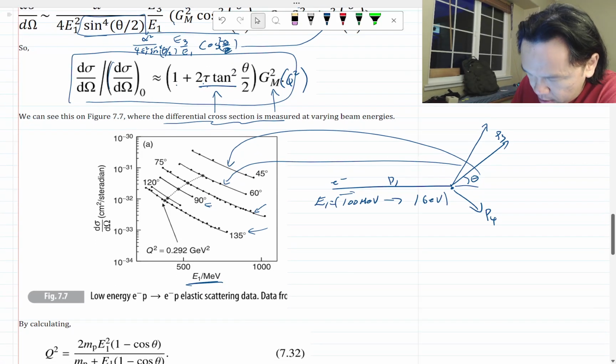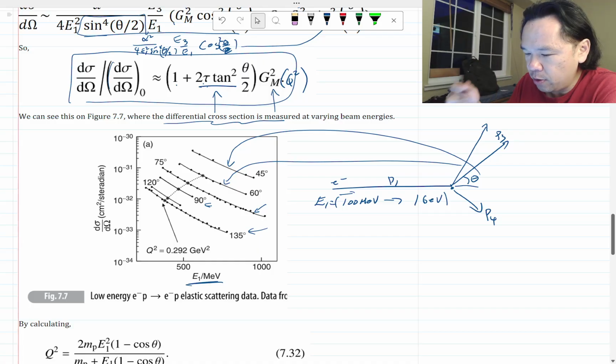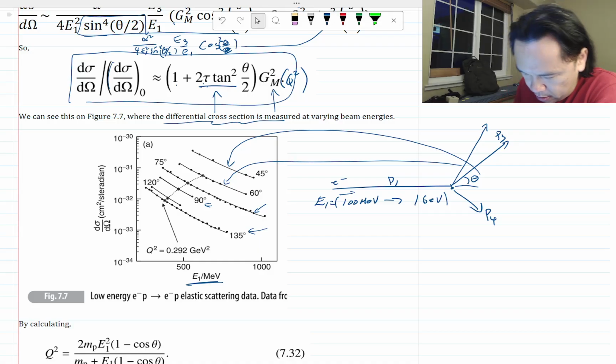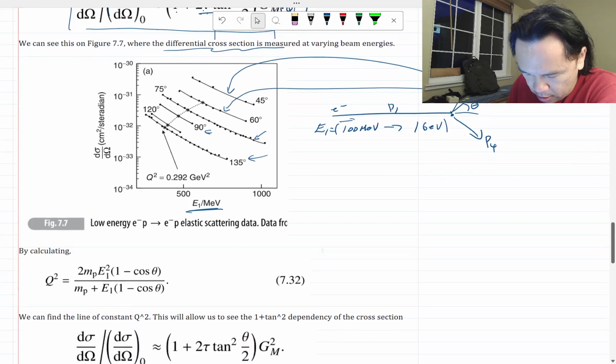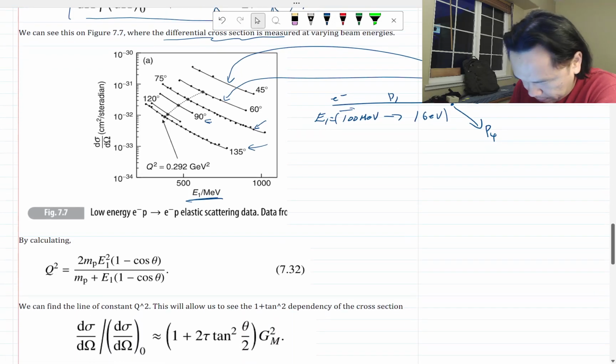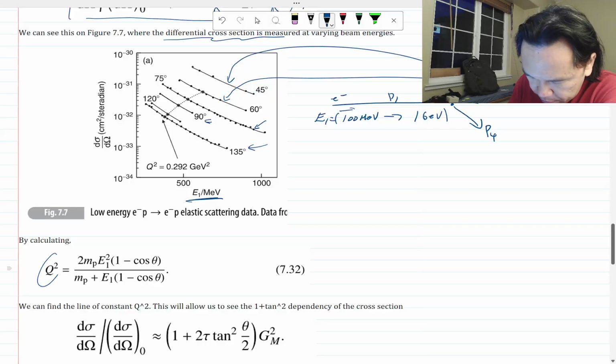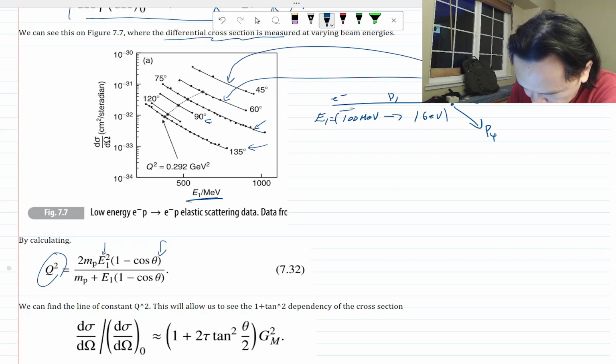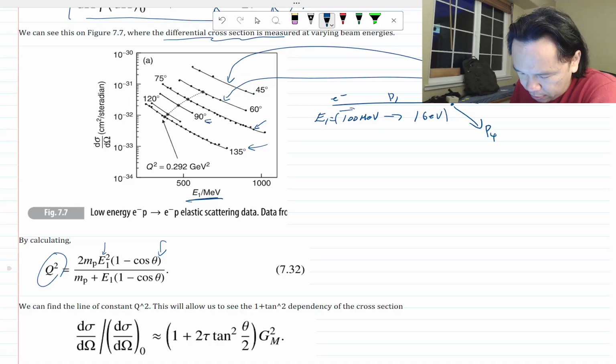In the homework, we're going to do a little exercise to play around with these things, so hopefully it will be useful for you to visualize how these data analysis methods actually work. By calculating Q squared from the angle, if you have the energy and the outgoing scattering angle, you can actually calculate what the Q squared is.